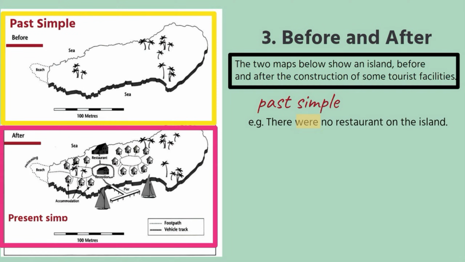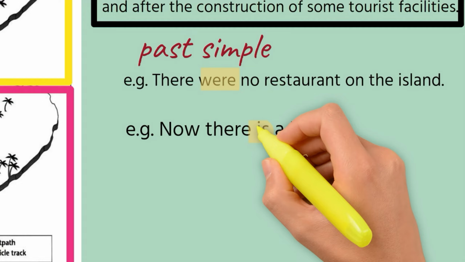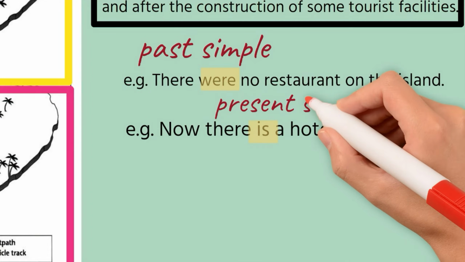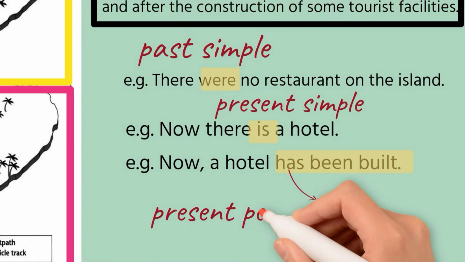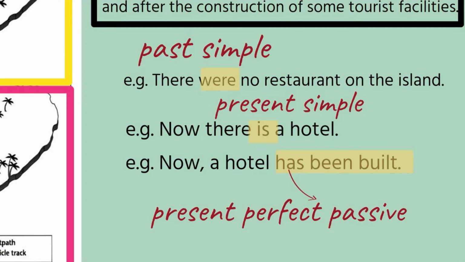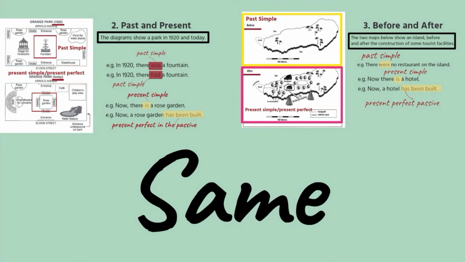The second map is about the island after construction of tourism facilities, so we can use present simple or present perfect. For example, now there is a hotel. Here we use the present simple is. Now the hotel has been built. Here we use the present perfect in the passive. As you can see, the past and present and the before and after are the same.